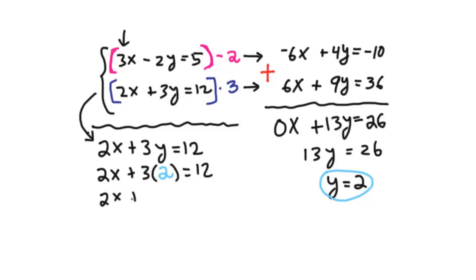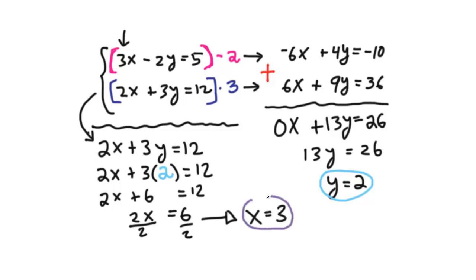We have 2x plus 6, and that's equal to 12. Then minus 6 to both sides, so we'll have 2x is equal to 6. And then divide both sides by 2, so x is going to equal 3. Let's circle that. So our final answer as an ordered pair will be (3, 2). This is your x, this is your y, and let's circle our final answer.